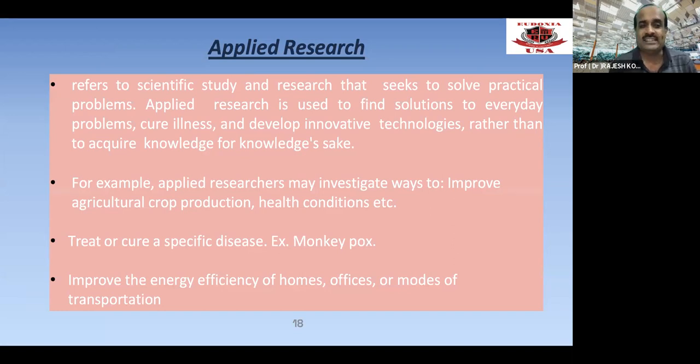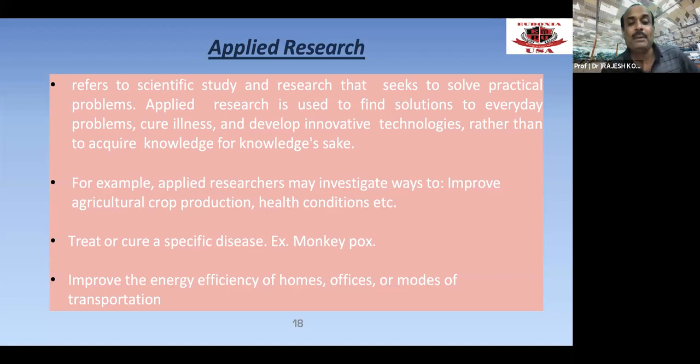Next one is applied research. It refers to scientific study and research that seeks to solve practical problems. Think that when you are doing research, research is very common, but you are applying it in microbiology or in pathology. Applied research is used to find solutions to everyday problems, cure illness, and develop innovative technologies rather than acquire knowledge for knowledge's sake. Very, very important. Now think of the burning problem of monkeypox. Why is it aggravating now? This is applied research. How to cure it, for example, or how to control it, or how to prevent it.